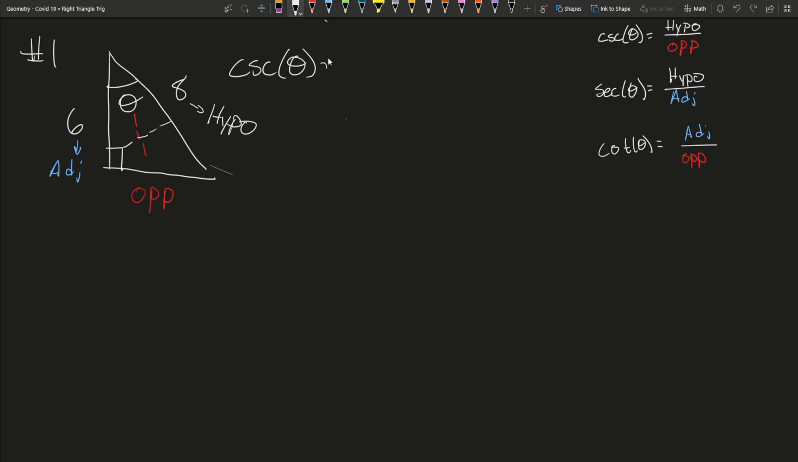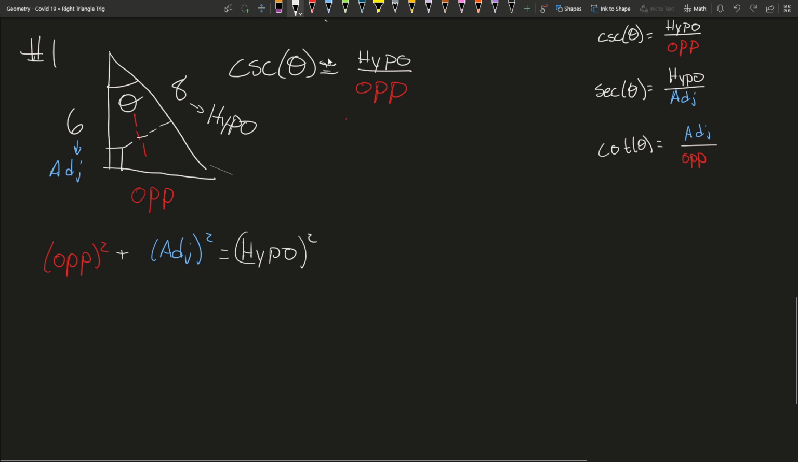All right, and cosecant from our new trig functions is always going to be the hypotenuse over the opposite side. And again, just like the last trig functions, we have the hypotenuse and the adjacent, but we need to find the opposite. So we plug it in to our Pythagorean theorem. And we solve.